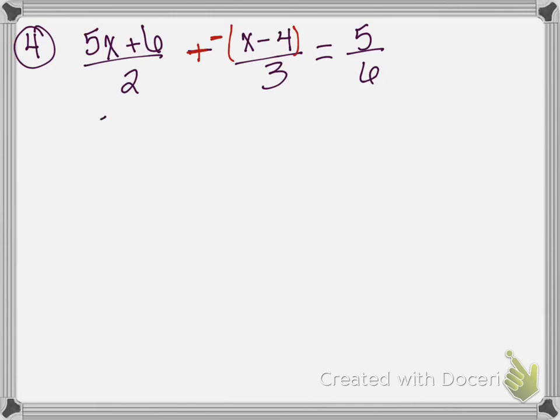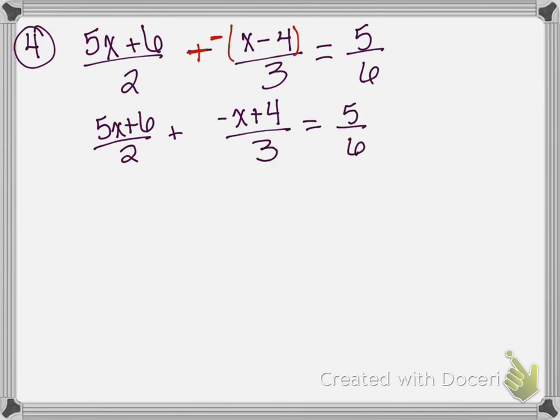Okay, then I would have 5x plus 6 over 2 plus negative x plus 4 over 3. Okay, and if you deal with that negative from the first step, you're not going to have to worry about it later. So if you miss that one on the test, it is likely that that's where you missed it, was with that negative.